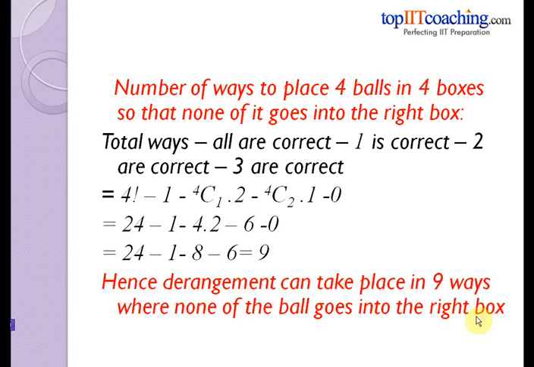In this approach, first we have tried to find the number of ways in which we can place two balls in two boxes so that none of them goes into the right box, and that is equal to 1. In the second case, we have seen the number of ways to place three balls in three boxes so that none of it goes into the right box, and that is equal to 2. Another case, we have tried to find the number of ways to place four balls in four boxes so that none of it goes into the right box, and that is equal to 9. Thus, derangement can take place in 9 ways in this case where there were 4 balls and 4 boxes.